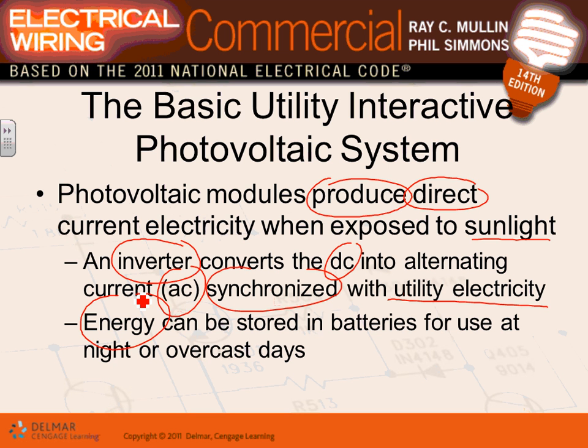You can also store the energy in batteries for use at night when the sun goes to sleep, or on overcast days when there's no sun. There is also the solar photovoltaic system with interactive inverters. Either you shoot the power through the grid when the grid is there. What happens if the grid is down at night? If you have an interactive system, when the sun goes down, you are connected to the grid, so you get your power from the grid.